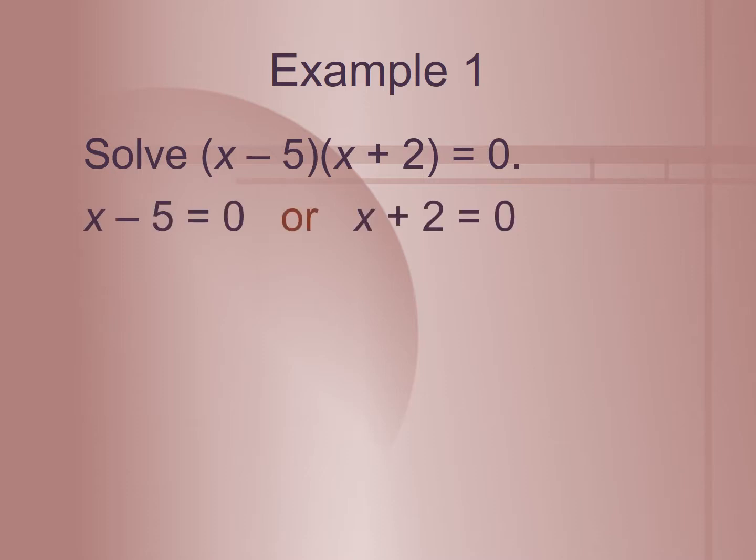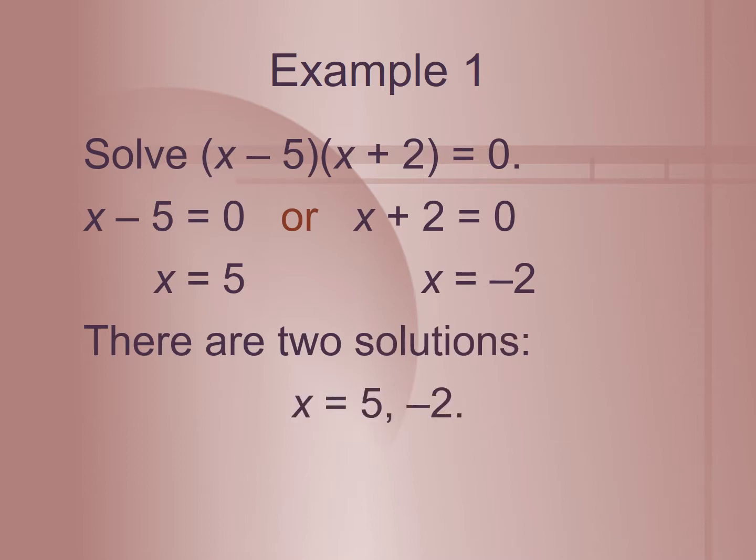Using the zero product property, I know that this factor, x minus 5, is equal to 0, or x plus 2 is equal to 0. And then I can solve for x. I add 5 to both sides, x equals 5. Subtract 2 from both sides, x equals negative 2. So now I have solved this quadratic equation. x is either equal to 5 or x is equal to negative 2. Those are my solutions.